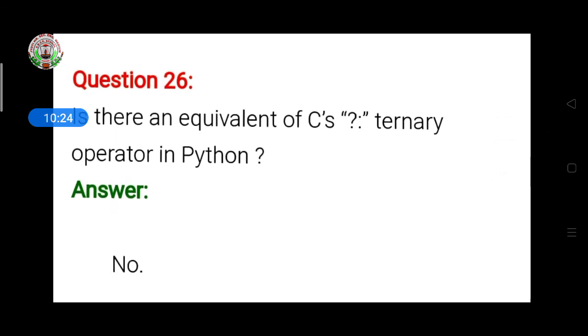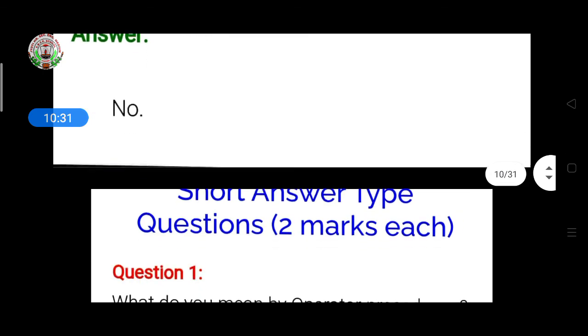Is there an equivalent of the C ternary operator in Python? So the C ternary operator is not here, so no.